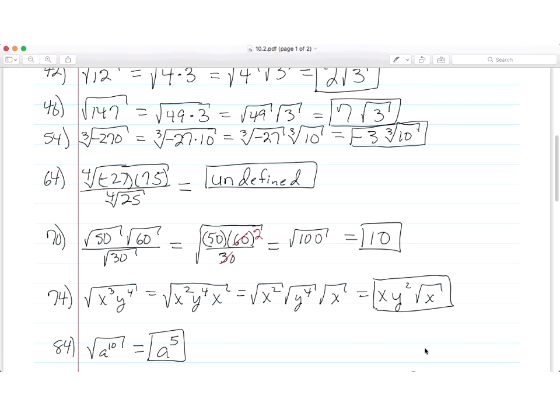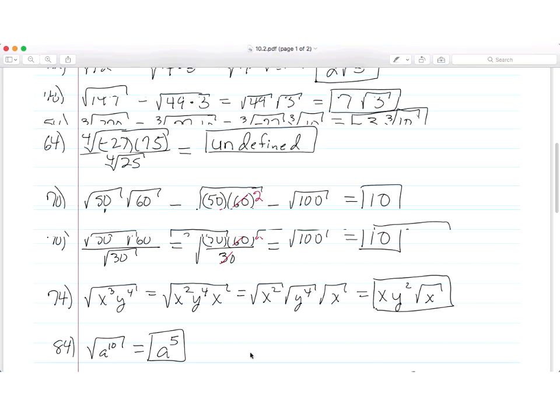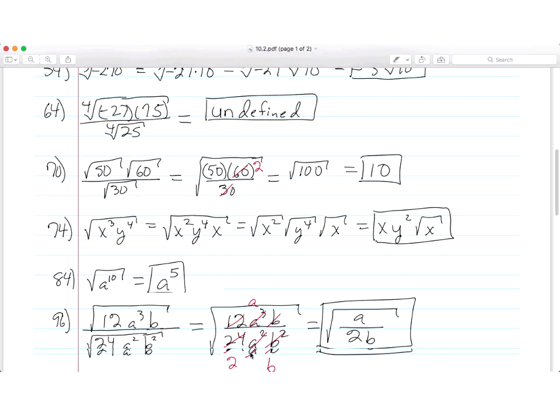Let me do problem number 84. The square root of a to the 10. Well, 10 divided by 2 is 5, so the square root of a to the 10 is a to the 5th. Now problem 96.